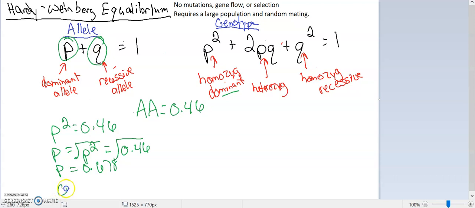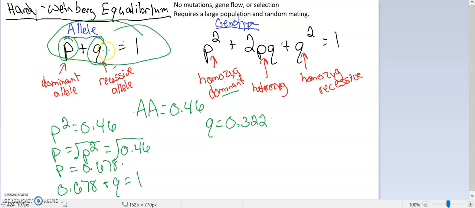So 0.678 plus q is equal to 1. Do your math there. 1 minus 0.678, and q is going to be equal to 0.322. Again, double check your math, make sure that works. p plus q should equal 1. That satisfies this allele equation.